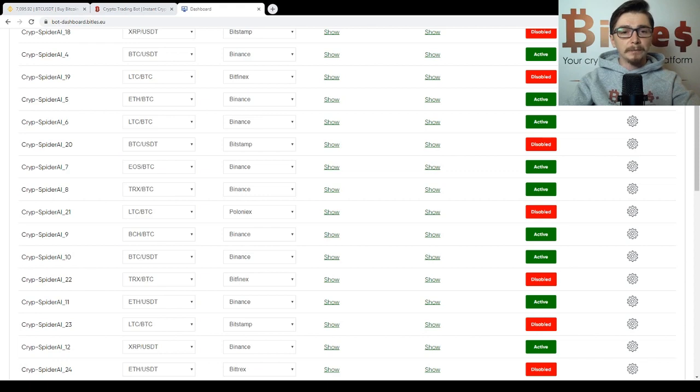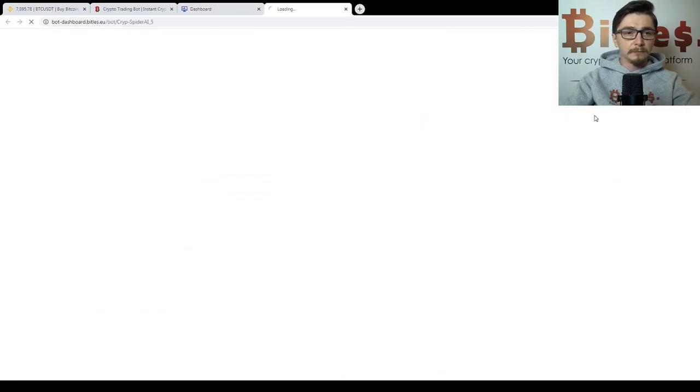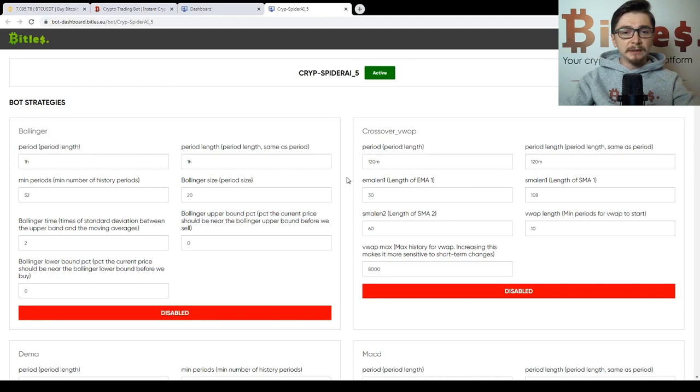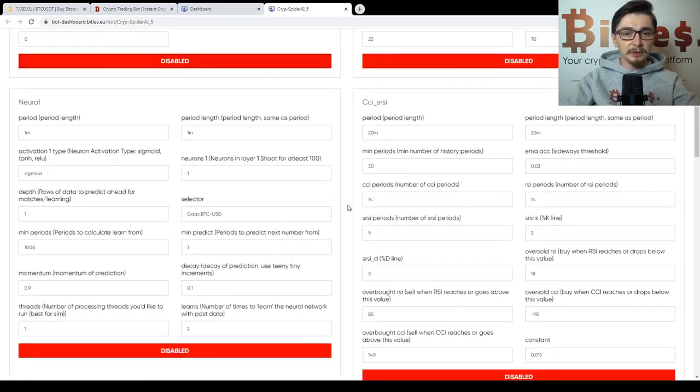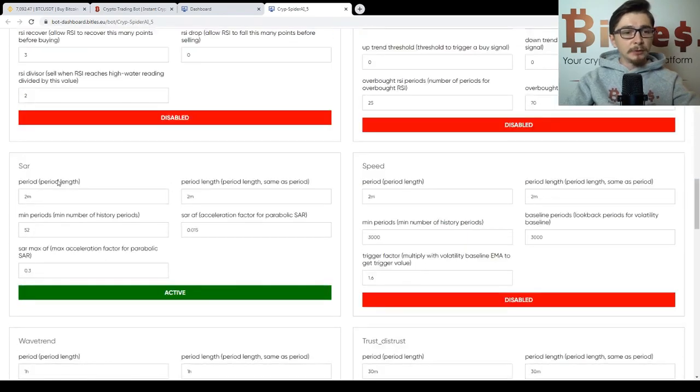Thus, let me enter the setup of one of our bots, for example, the fifth one. Here we see the list of existing strategies and the option to activate them, as well as the adjustment of parameters. As you can see, the SAR strategy is activated at this bot now. It is based on the parabolic SAR indicator, and roughly it belongs to trend signals, and our system uses it for defining trend reversal points. SAR stands for stop and reverse.